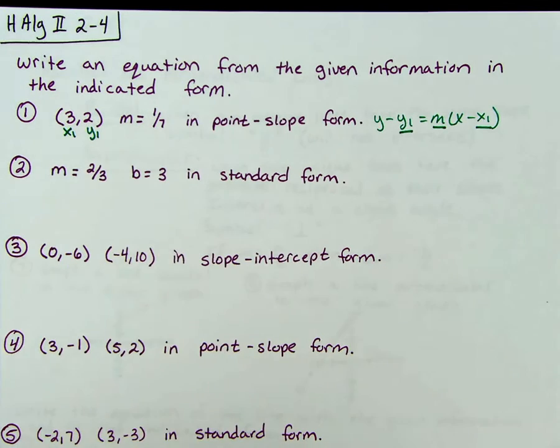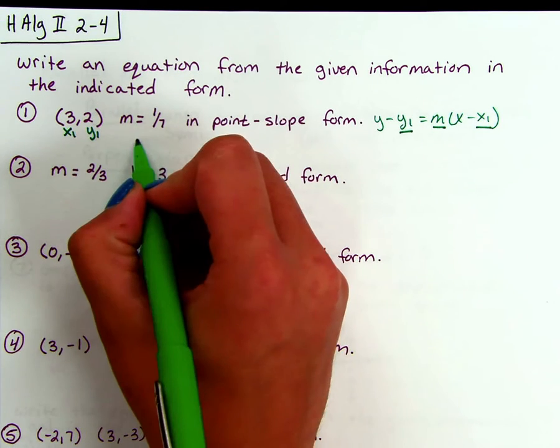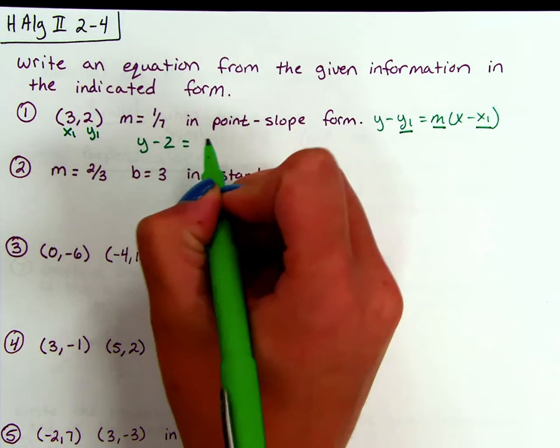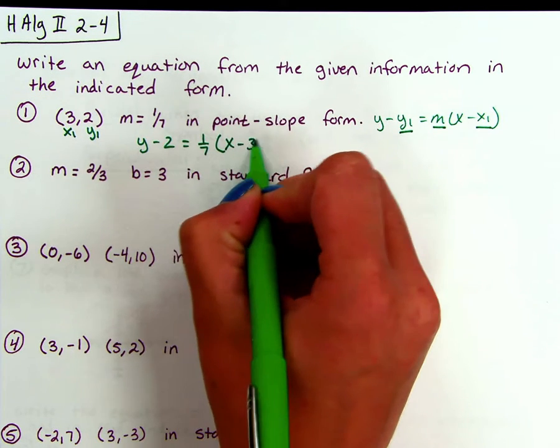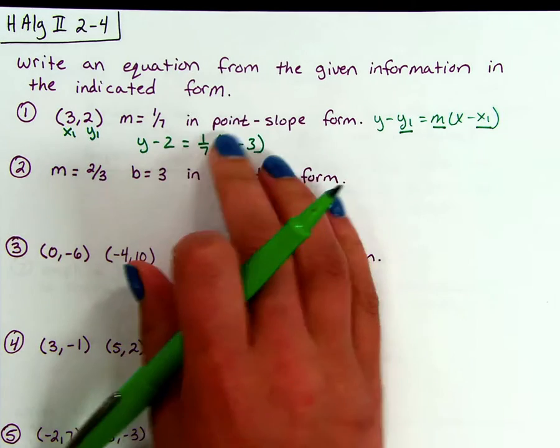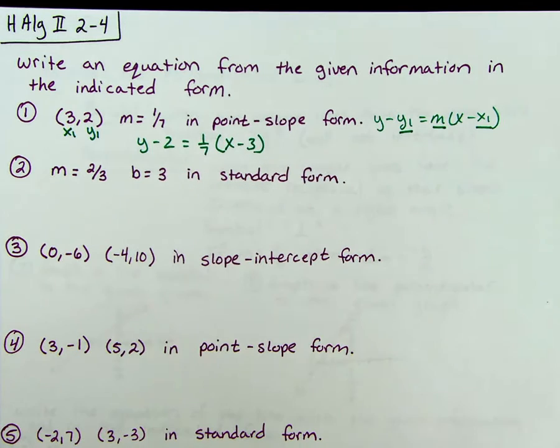So now again, we're just going to substitute. So we have y minus 2 equals 1/7 times the quantity of x minus 3. So this is our point slope form. That's the form that it's asking for in the directions. So we're done.